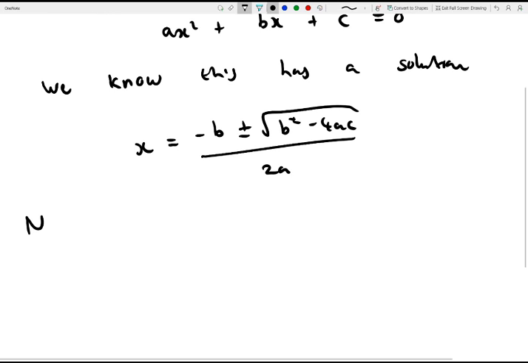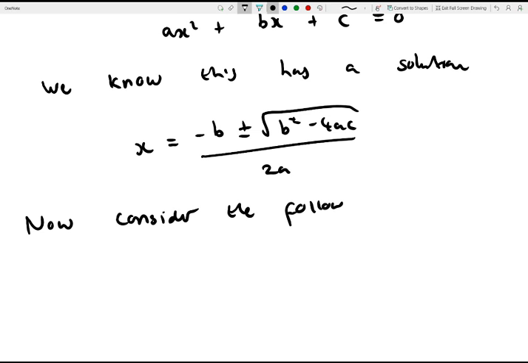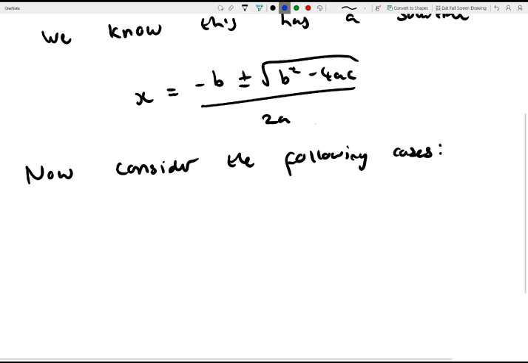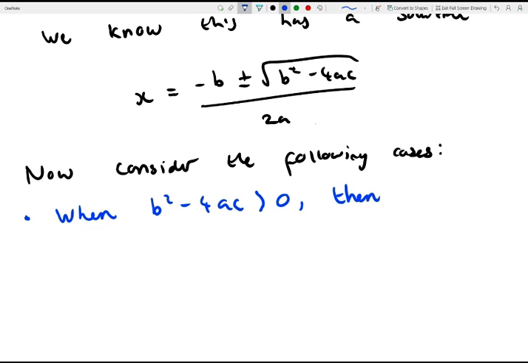But for now, let's consider the following cases. Case 1 is when b squared minus 4ac is greater than 0. Then we have two real and distinct roots.